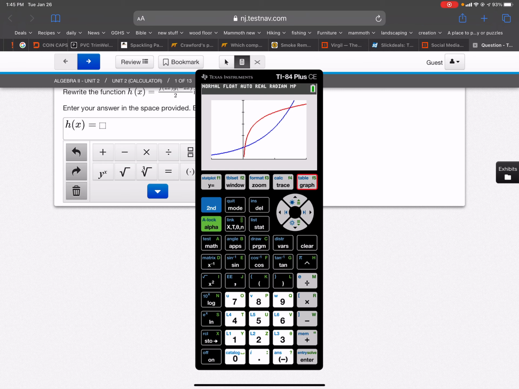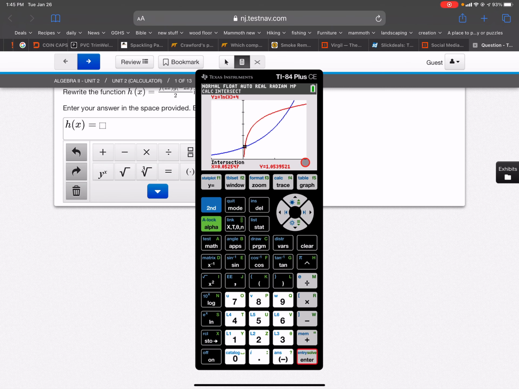So let's find our first intersection point. I'm going to do second calc. Ooh, I should use this. Second calc 5 for intersection. And is the first curve y1? Yes. Is the second curve y2? Yes. So I enter again. And then guess. You know what? Even if you don't get very close to that point, it's still going to work. But you have to hit the enter. Look, there are my points.